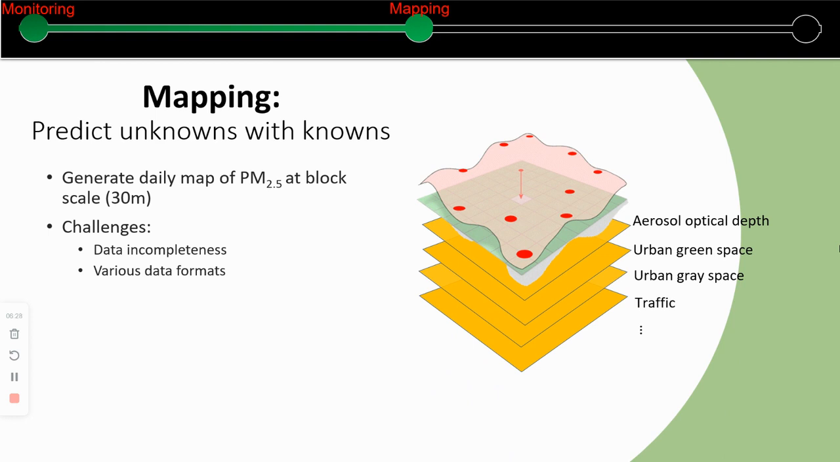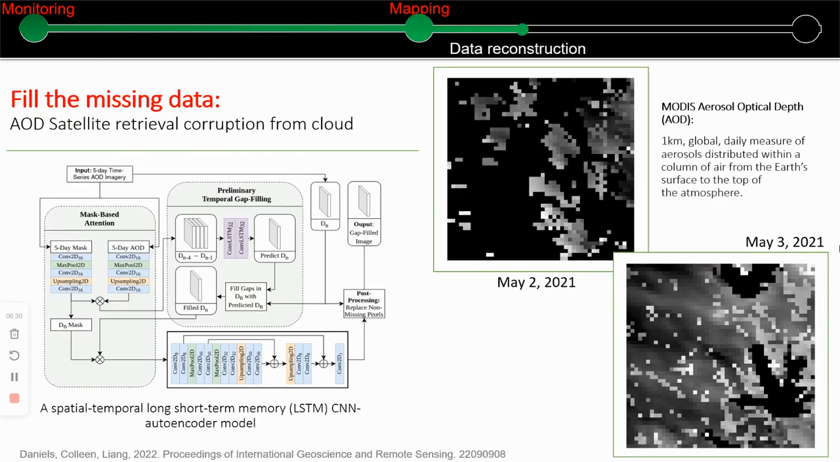And one of the challenges is that the satellite measurements of AOD, being column-based, are relatively positively correlated with the near-surface conditions. So that's why we consider this as a variable. But satellite data often come with missing data.